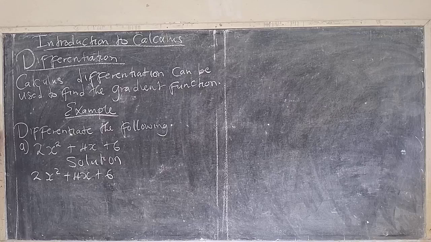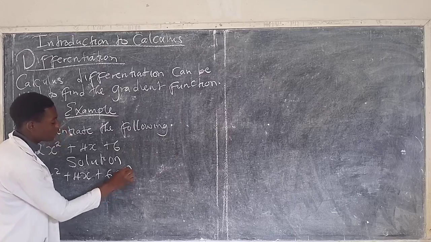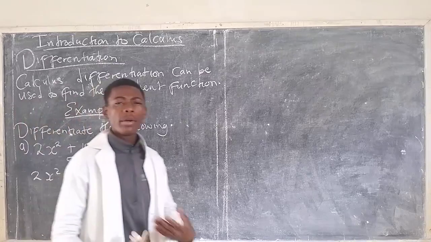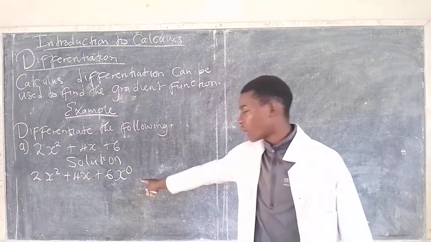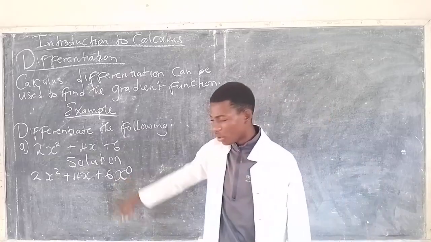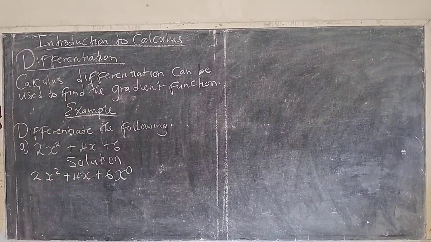Now, these terms all have x, including this 6. To maintain the meaning, we can say this is the same as 6 times x raised to the power 0. We remember that any number or any letter raised to the power 0 is equal to 1. This does not change the meaning. So upon looking at that, we are now going to differentiate by the power. This is how it works.